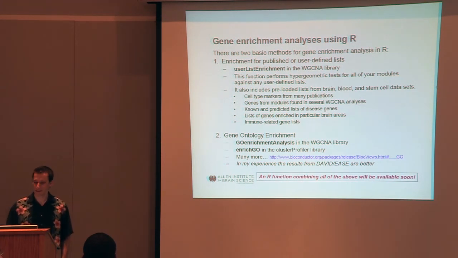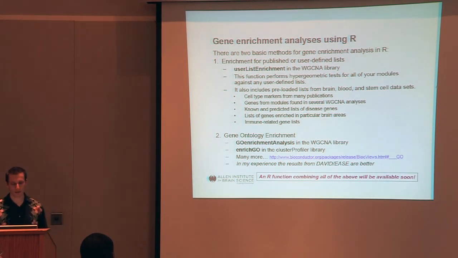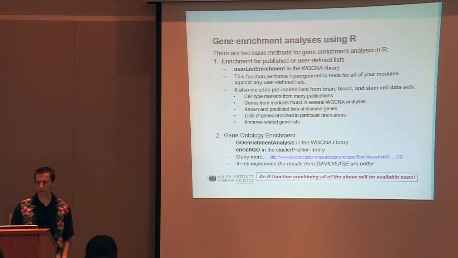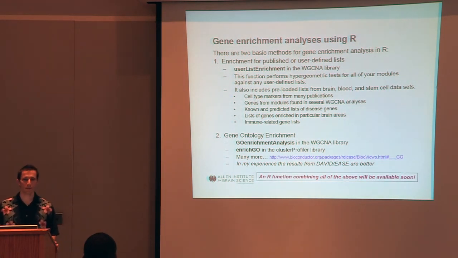Okay, so some examples would be cell type markers from many different publications. You can have genes from modules that were published in earlier WGCNA analyses. So for example, modules associated with autism or various areas of the brain. Also known and predicted lists for disease genes, lists of genes enriched in particular brain areas, or immune-related gene lists. And if you have any lists that you think would be important for the community, you can certainly let us know and we can add them to the function.